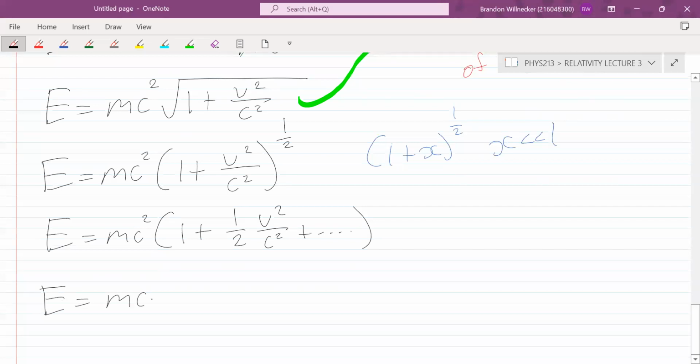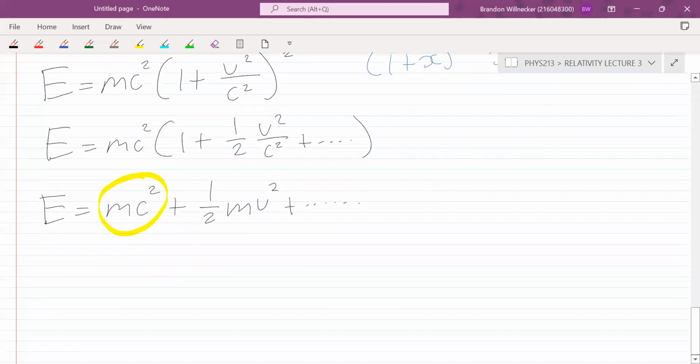So let's finally write this out. We have mc squared plus 1/2 mv squared, that looks familiar, plus some higher order terms. Now this first term is just a constant. So this is a constant.